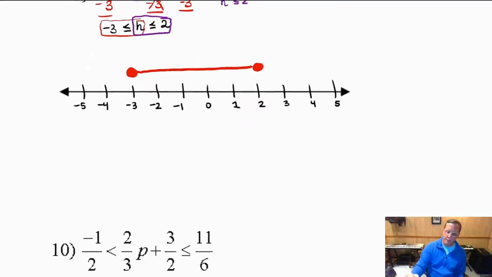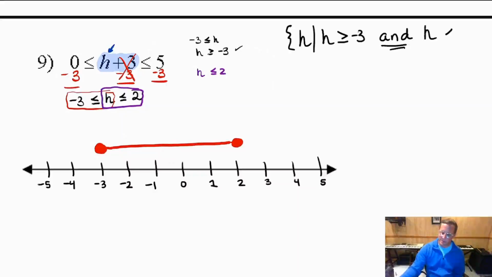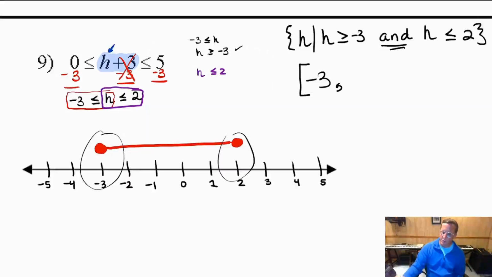So that's it. So if we were to write this in set notation, we would write h is all numbers such that h is greater than or equal to negative 3. And we're going to use the word and. Very important to use the word and. h is less than or equal to 2. So that's how you want to write that. Interval notation is going to be bracket. Negative 3 is on the left. Positive 2 is on the right.